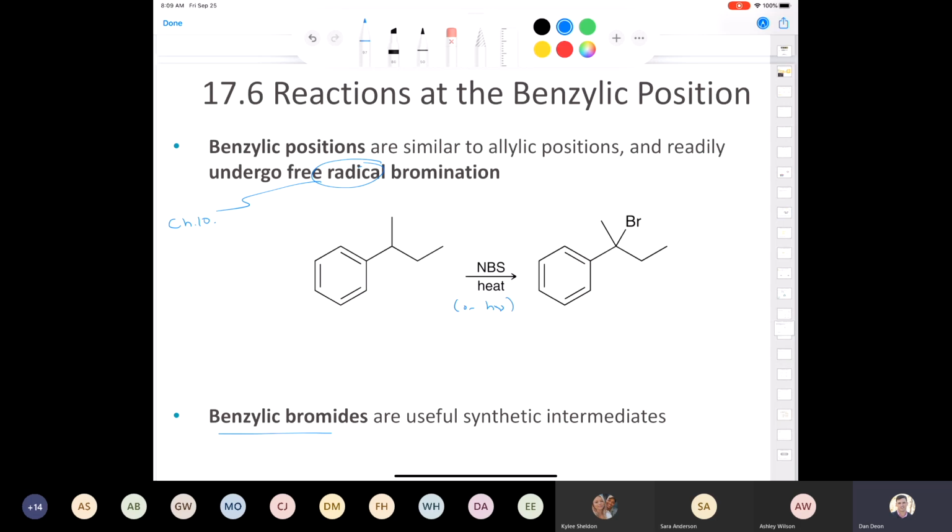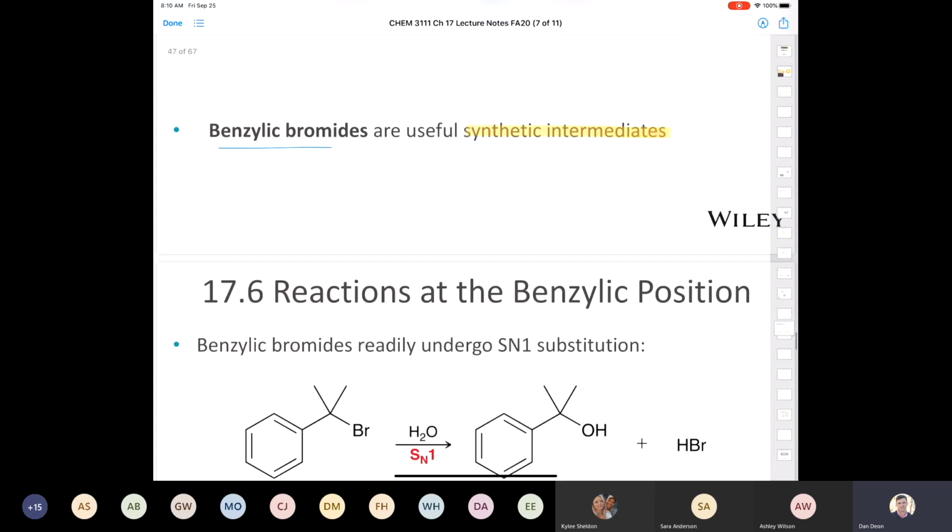Well, what's neat about this is that benzylic bromides are very, very widely used synthetic intermediates. If you can get to a benzylic bromide, there's a lot of options that come to an organic chemist when she or he does that. Okay, so let's take a look here.